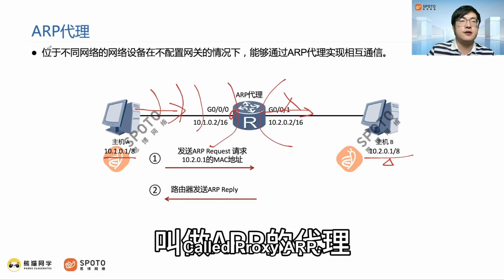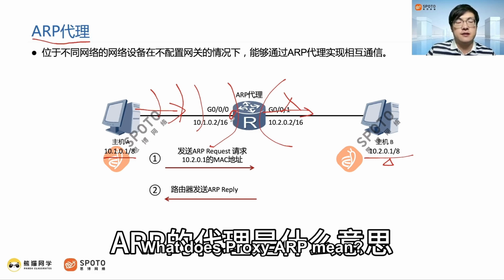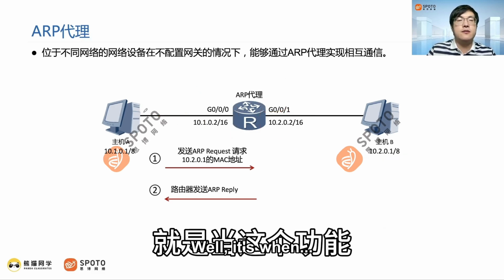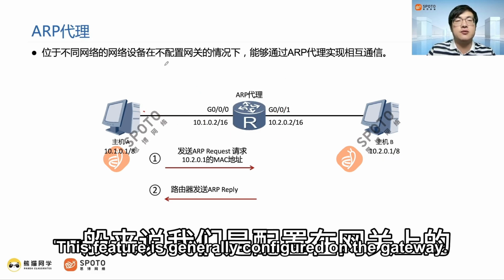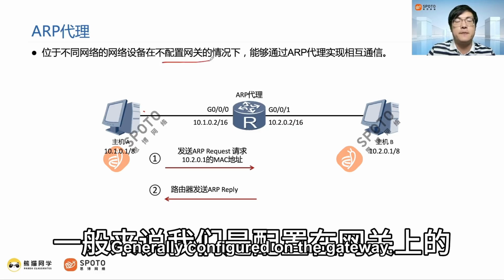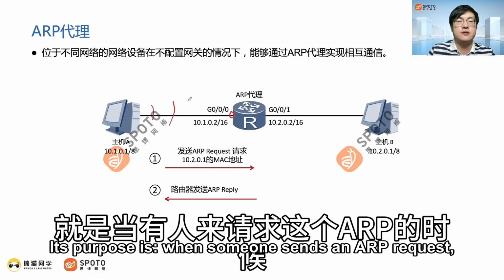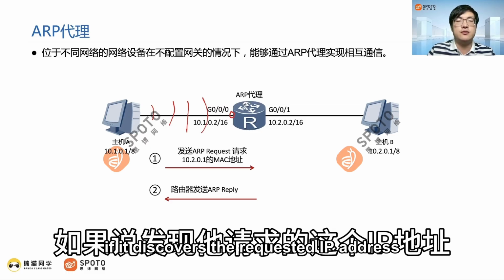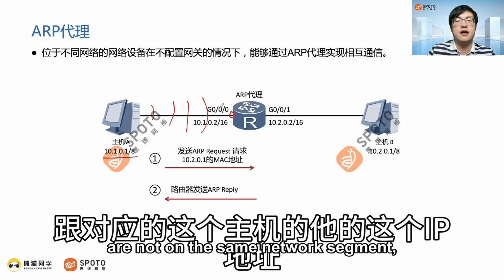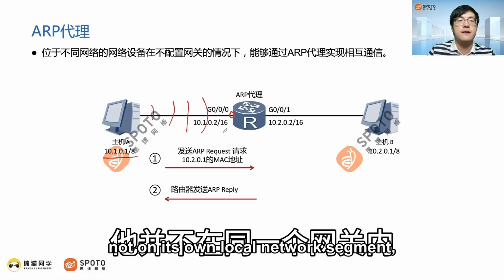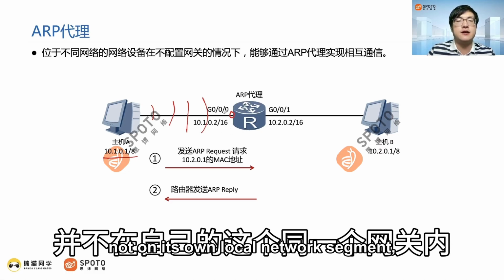Called proxy ARP. What does proxy ARP mean? Well, it's when this feature is generally configured on the gateway. Its purpose is, when someone sends an ARP request, if it discovers the requested IP address and the corresponding host's IP address are not on the same network segment, not on its own local network segment.